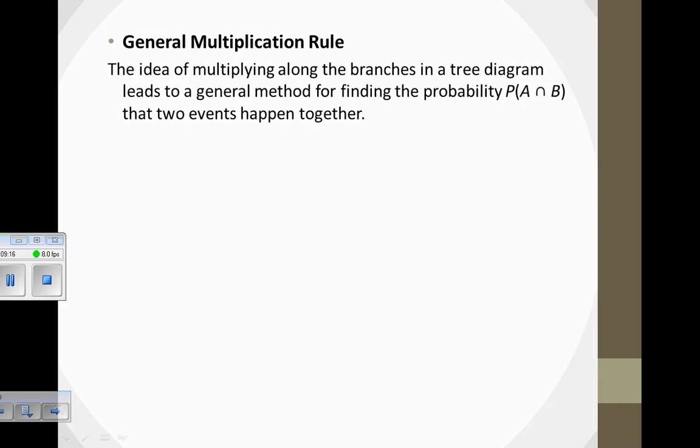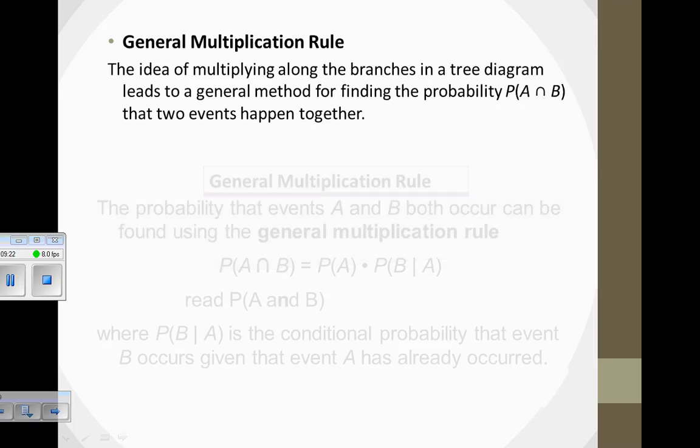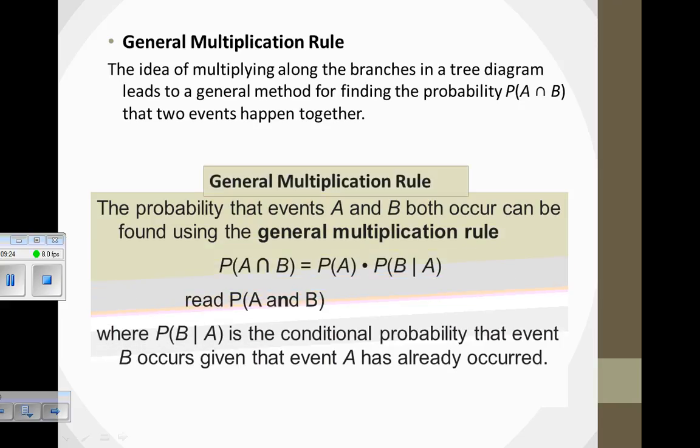So the idea of multiplying along the branches in a tree diagram leads to the general method for finding the probability of A and B, the two events happening together. I know the probability of A and B is the probability of A times the probability of B given A. And this is in your formula sheet.